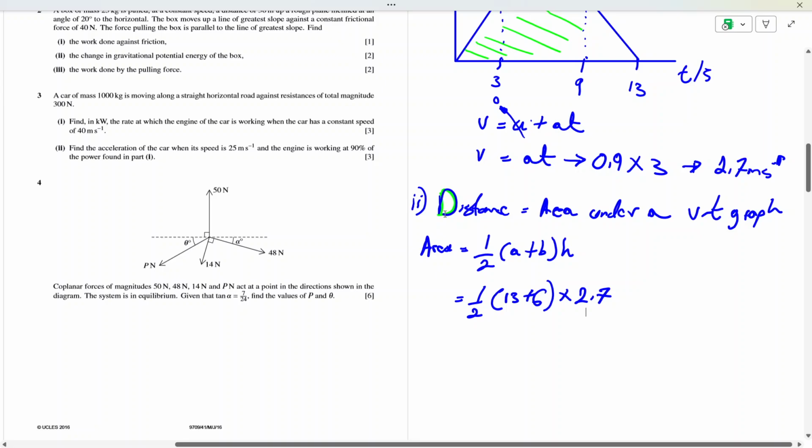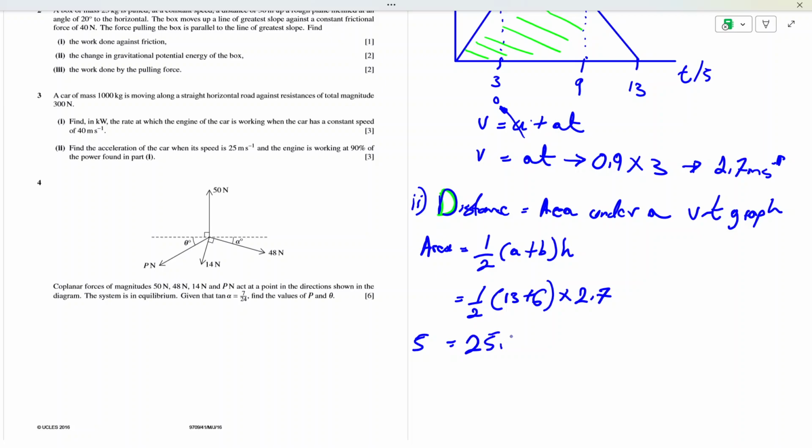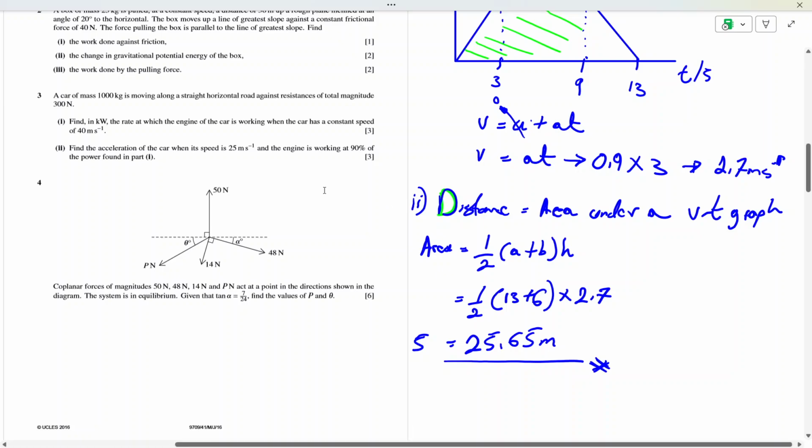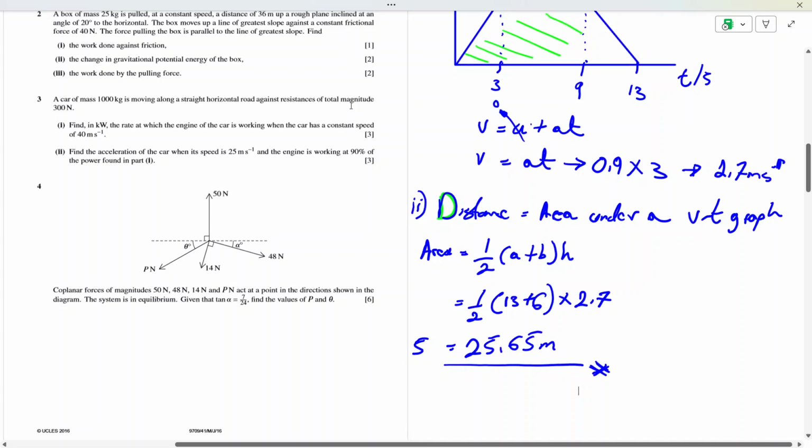So when you plug this into your calculator, you get the distance of 25.65 meters. And since this value is exact, you have to leave it like that so that you get your full marks for that part. All right.